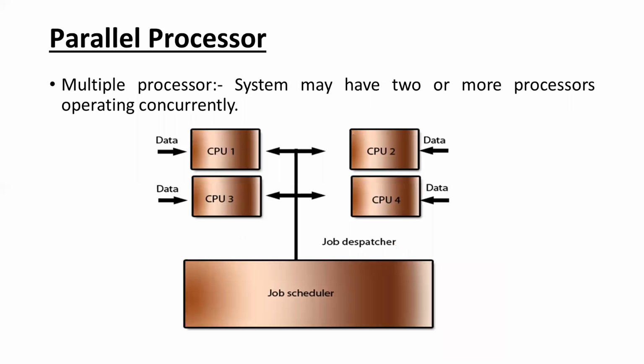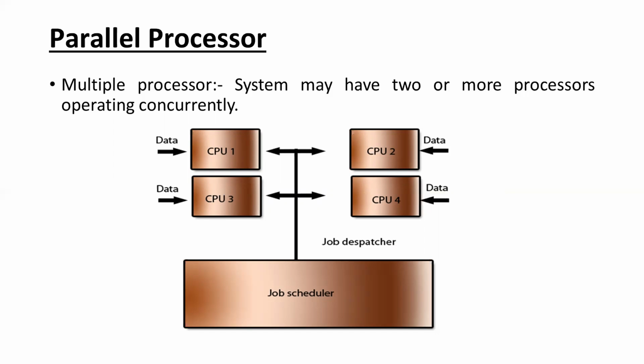Multiple processors: the system may have two or more processors operating concurrently. In this diagram, you can see there are a number of CPUs, CPU1, CPU2, CPU3 and CPU4. All the CPUs can do their own work simultaneously. That is the example of multiple processors. So the parallel processor has two types of architecture available. The first is multiple function units and the second is multiprocessors.